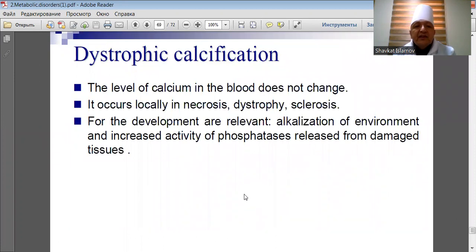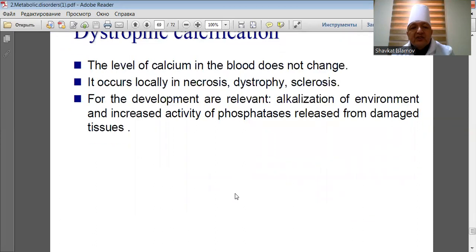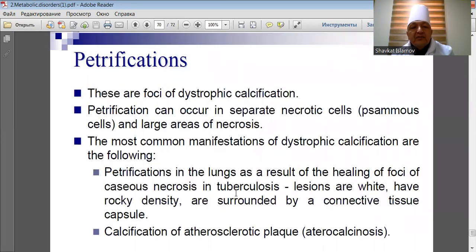Dystrophic calcification. The level of calcium in the blood does not change. It occurs locally in necrosis, dystrophy, sclerosis. Relevant for its development are alkalization of tissue and increased activity of phosphatases released from damaged tissues. Petrification is the final stage of dystrophic calcification. Petrification can occur in separate necrotic cells and large areas of necrosis. The most common manifestations of dystrophic calcification are the following.